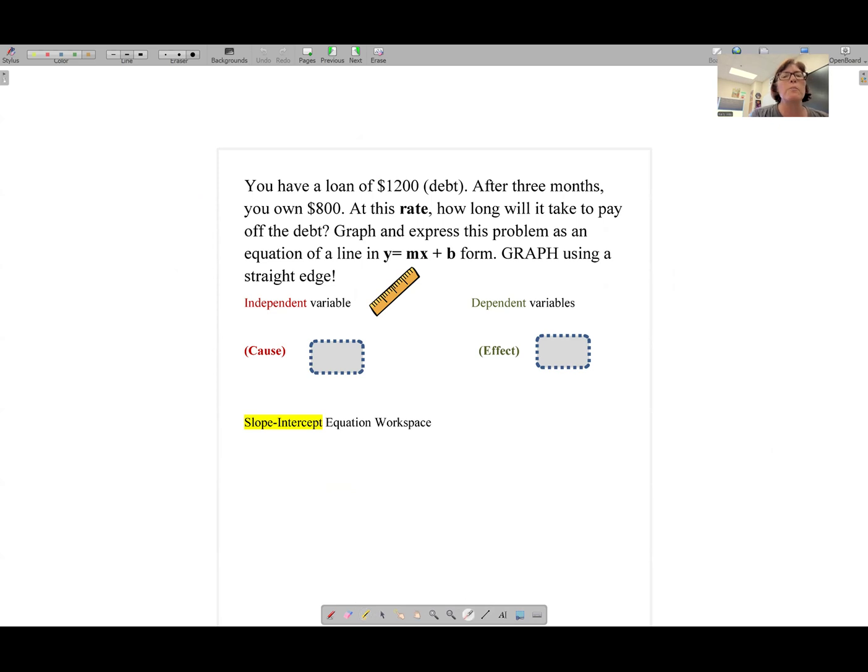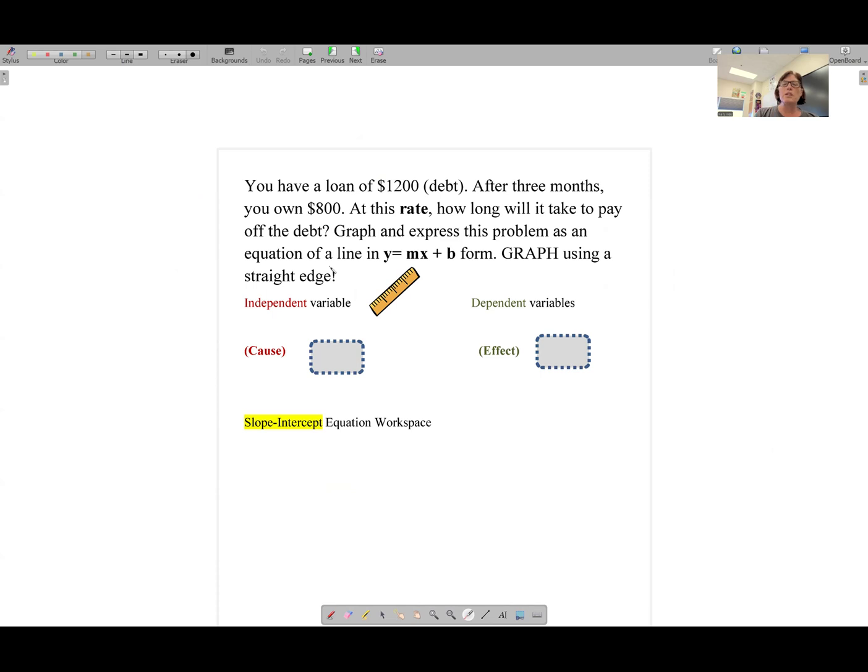Let's do this problem together. You have a loan of $1,200 in debt. After 3 months, you owe $800. At this rate, how long will it take to pay off the debt? Graph and express this problem as an equation of a line, y equals mx plus b, graphing using a straight edge.